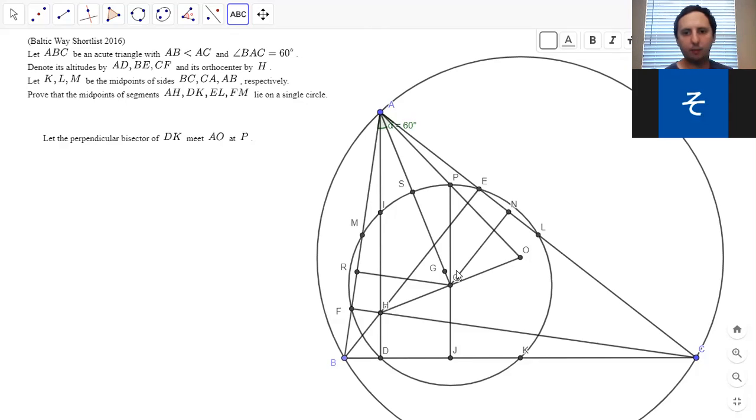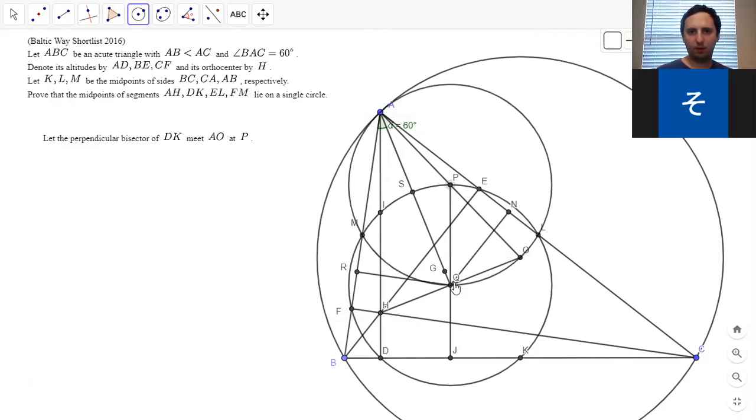So the radius of the 9-point circle is half the circumcircle. So basically I want to show that QP is half of the radius of the circumcircle, which is OA. So QP is equal to OP is basically what I want to show. Which is kind of the same as saying angle AQO is 90. Oh, you know what?